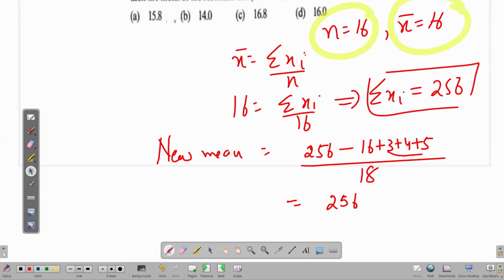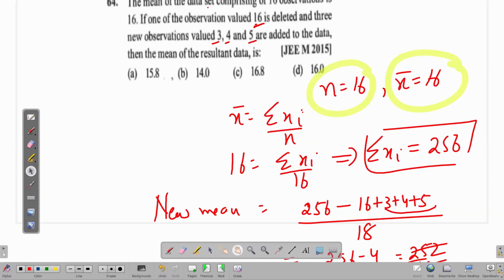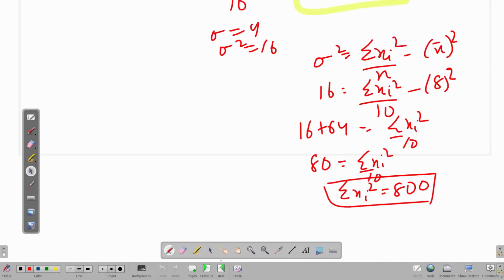256 minus 16 plus 12, that is minus 4. And this is 252 upon 18. So my answer is here 14. So, next.